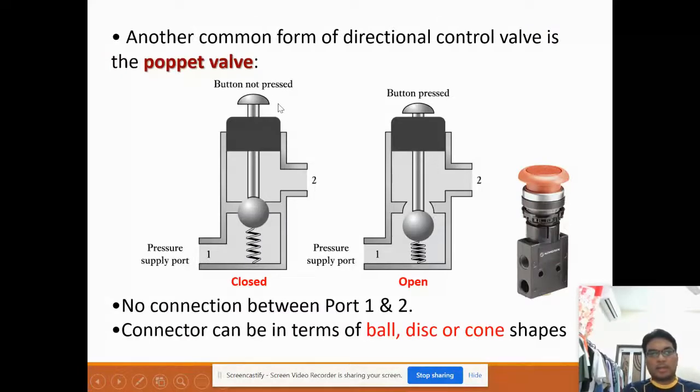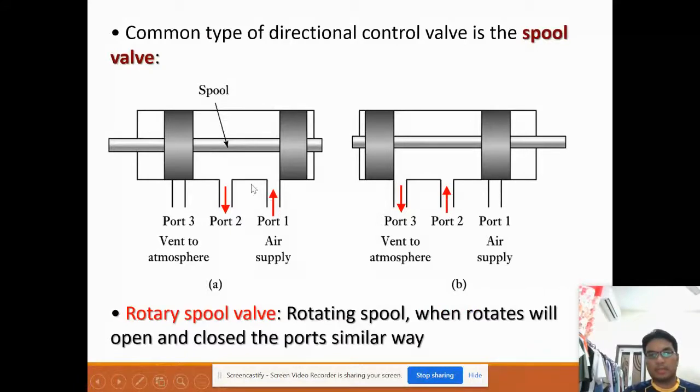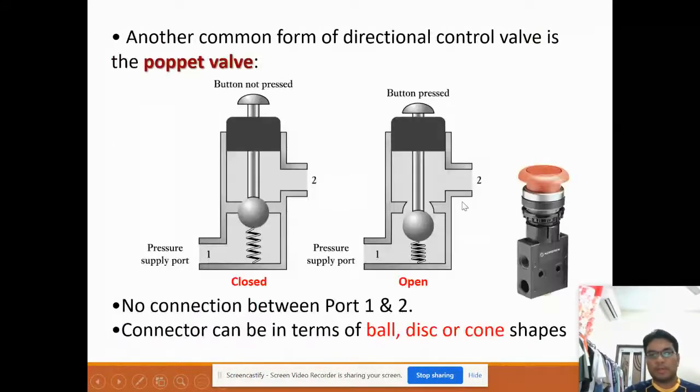The next one is quite simple. It is called a poppet valve. Previously we had three ports, but this one has only two ports, and the same two conditions of operation. There is no connection between port 1 and port 2, unlike what we showed previously, where port 1 connects to port 2 and port 2 connects to port 3. Here they are separate. The connector can be in the form of a ball, or cone-shaped.